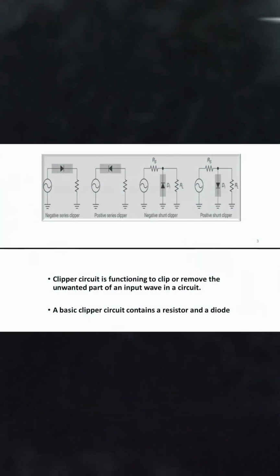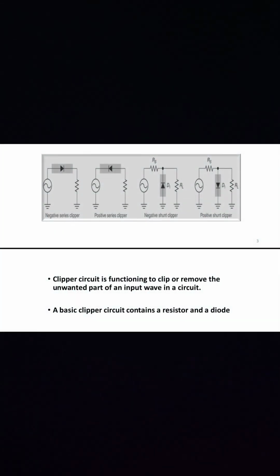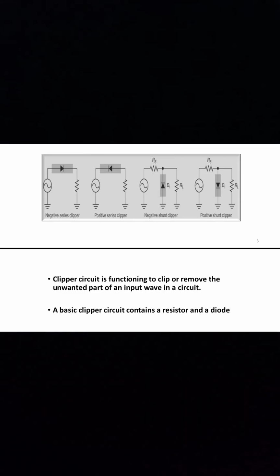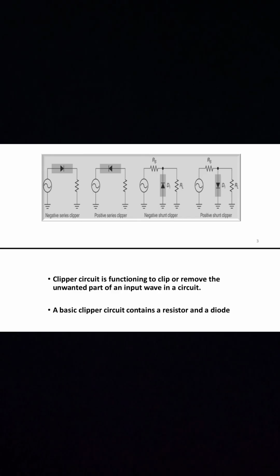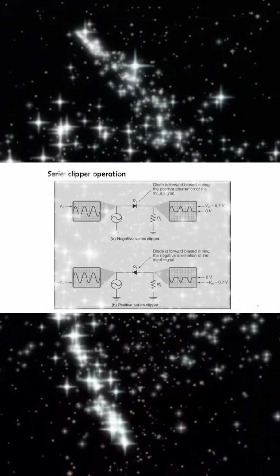Now I am going to explain about clipper circuit. Clipper circuit is functioning to clip or remove the unwanted part of an input wave in a circuit. A basic clipper circuit contains a resistor and a diode. You can refer to the figure to identify negative series clipper, positive series clipper, negative shunt clipper and positive shunt clipper. And this is the figure for series clipper operation.